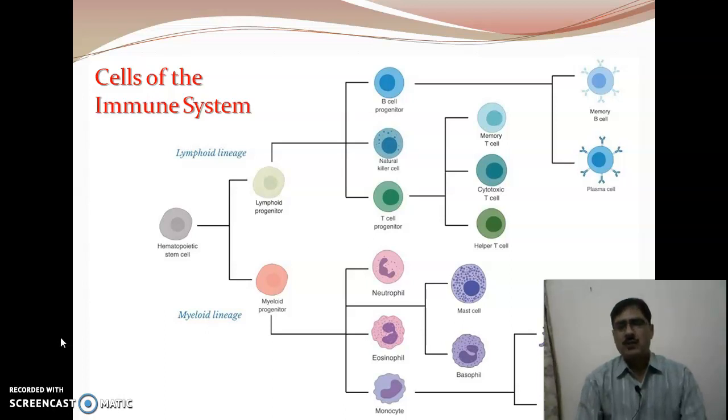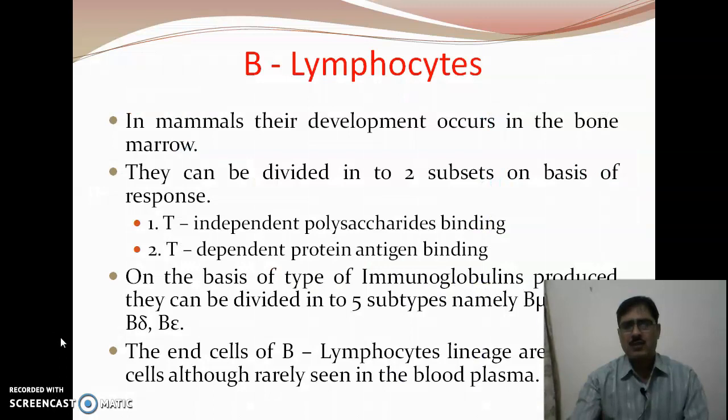It includes the granulocytes like neutrophils, eosinophils, and basophils, which later on form the mast cell, and the monocytes, which later on form the macrophages. Now first we will discuss the B lymphocytes.